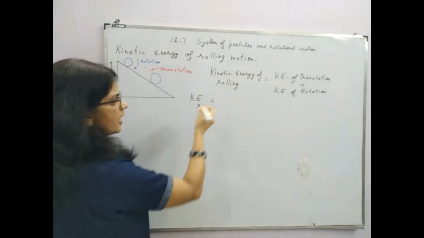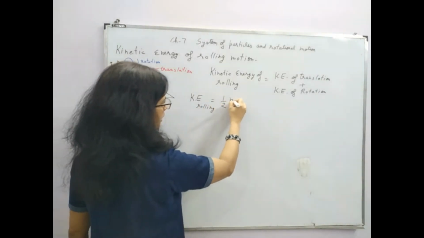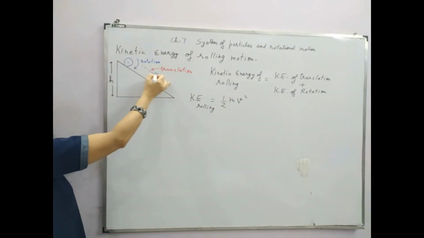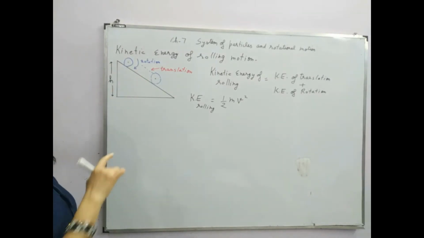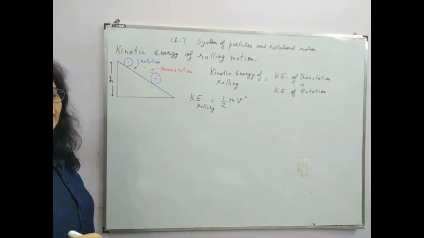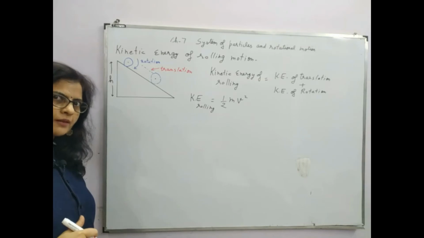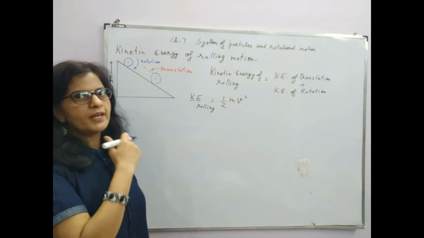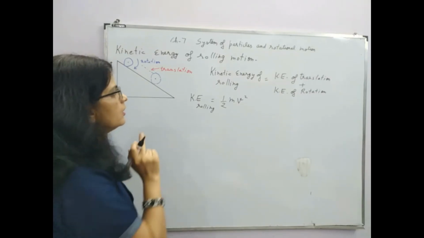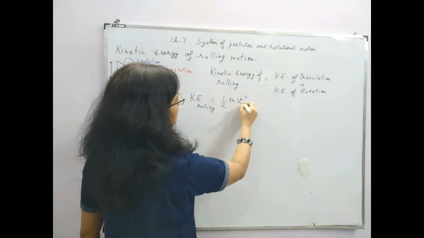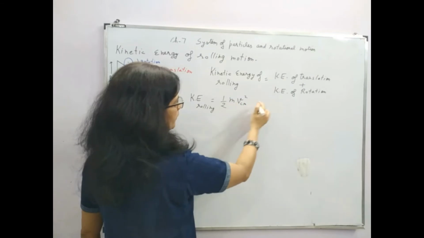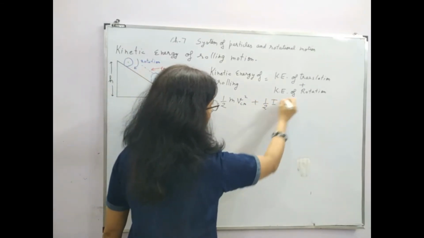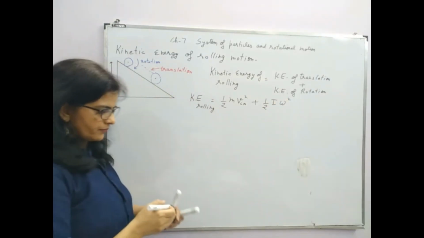Translational kinetic energy is half mv square, simply half mv square. But here this is a rigid body, so we consider that the center of mass is moving. We had considered center of mass as an equivalent point, where if the whole mass of the body is concentrated, it behaves in the same manner as the whole body. So this will be half m VCm whole square plus half I omega square. We had derived this expression.